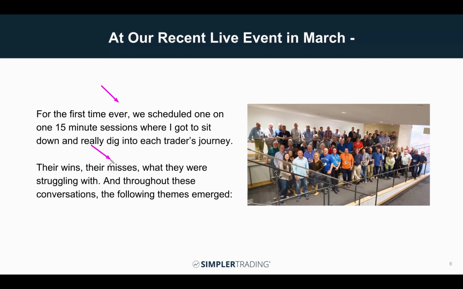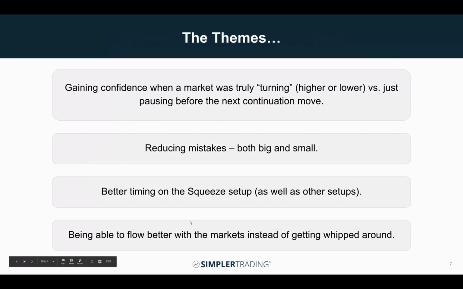Throughout these conversations, these are the themes that emerged. It came down to just wanting to gain confidence when a market was truly turning higher or lower versus just pausing before the next continuation move. It's like, all right, that made sense. This was a big one: reducing mistakes, both big and small.